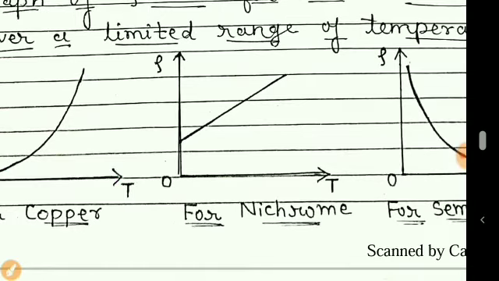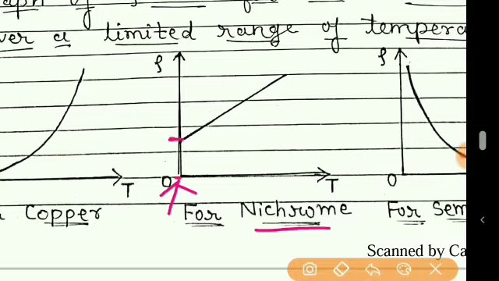Then you can see for this nichrome, at 0 Kelvin temperature it has some resistivity. You can see this line does not start from 0, meaning at 0 Kelvin temperature also it has some resistivity, and as the temperature increases from 0, its resistivity increases linearly. So there is a linear graph.